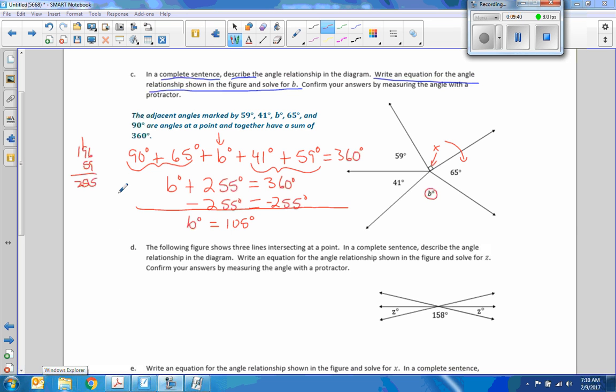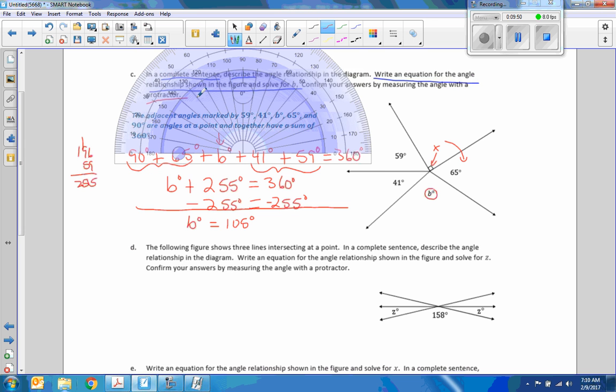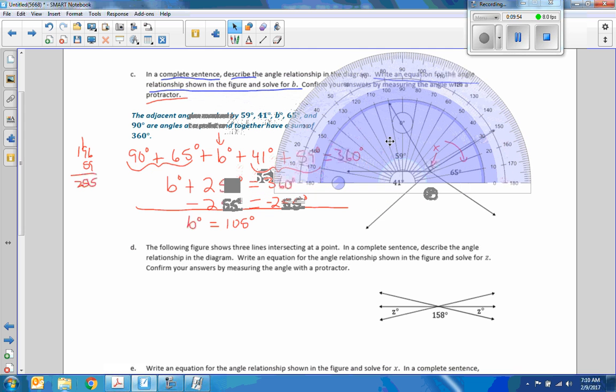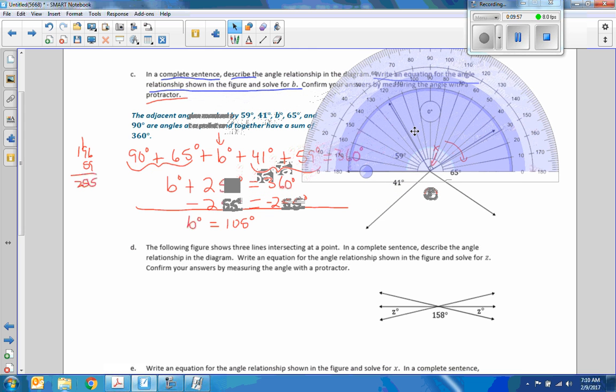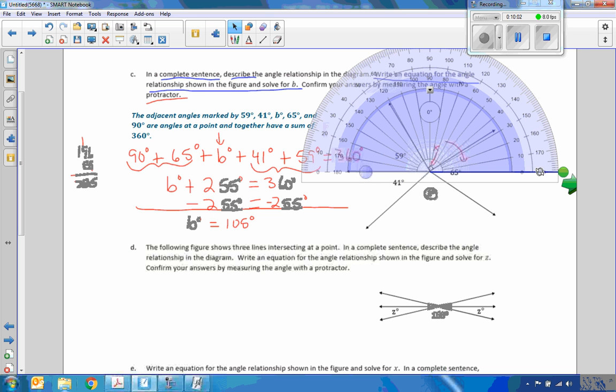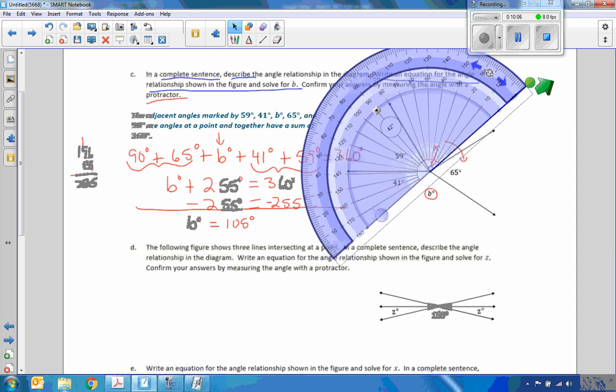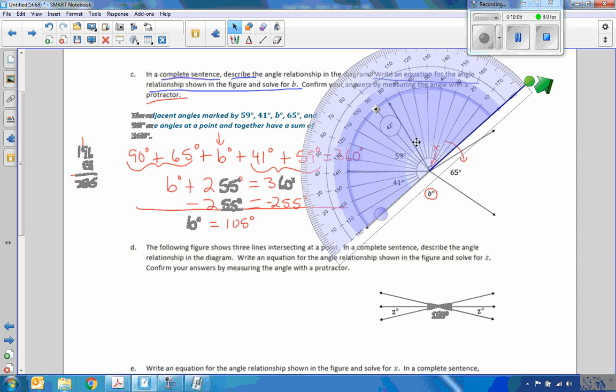Okay, 105 degrees. So now it says to confirm your answer by measuring the angle with a protractor. So now I go get my protractor. Okay, and I'm going to move it down here, and I want to know what b degrees is, so I'm going to put it at this point here, as close as I can, and then I'm going to rotate it so that I'm on one of the rays that forms that angle, which is right there. Okay? Just trying to be really precise here.